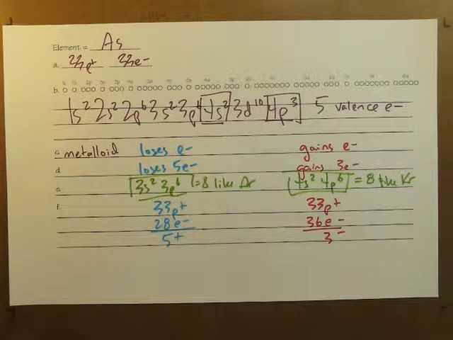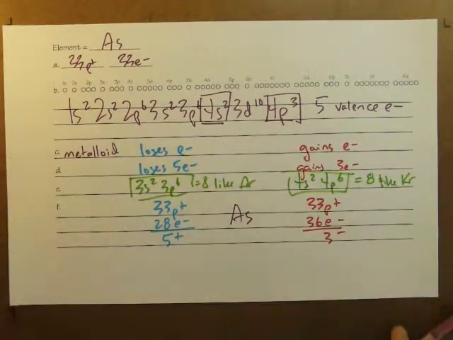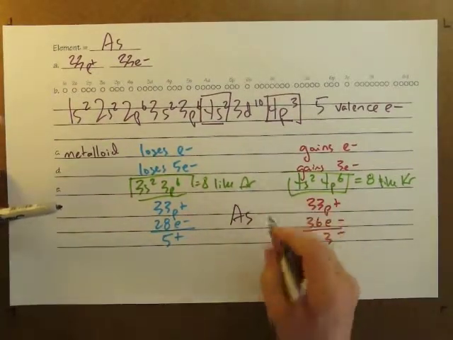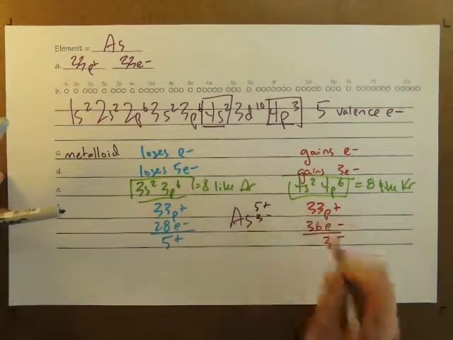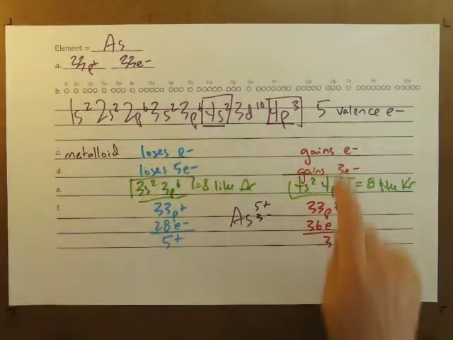So if I wrote out arsenic, it could have either a 5+ or a 3- charge, depending on who it's reacting with, if it's being a metal or a nonmetal. If you run into a problem in your problem set that has a metalloid, be careful to make sure to do it both ways for losing or for gaining electrons.